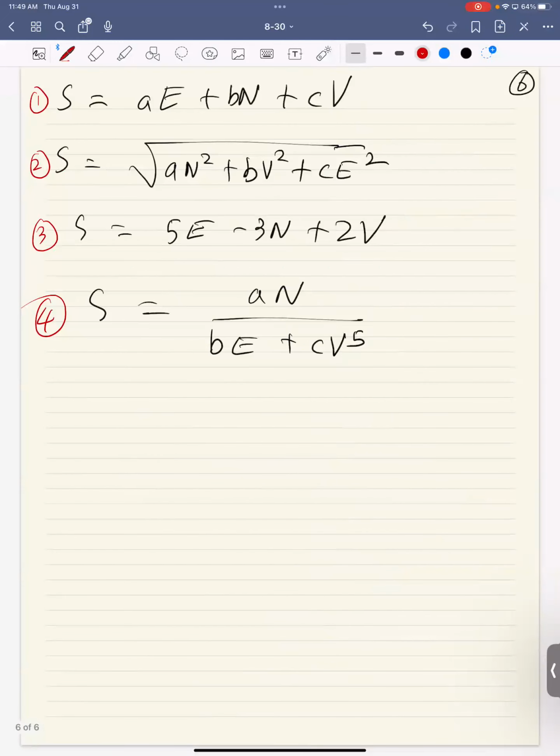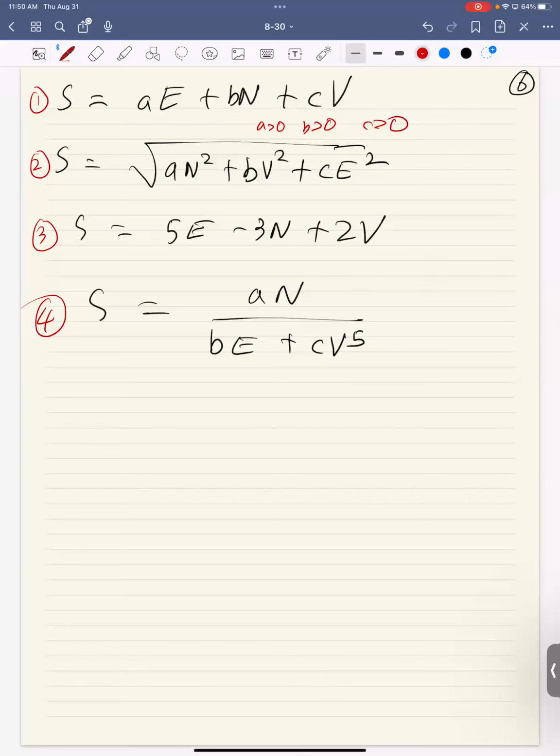So the first one, does it follow? Let's say A more than 0, B more than 0, C more than 0. Does it follow all the postulates? The partial derivatives with respect to E, N, and V are just A, B, and C. They are all positive numbers. All good. Is it extensive? It's linear. How about the second one? How about the partial derivatives? Good. Is it extensive?